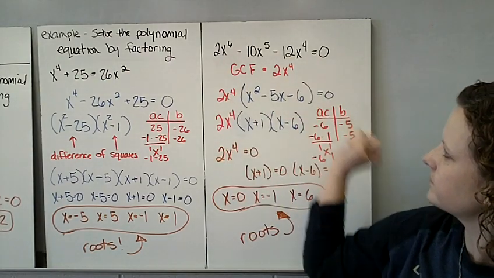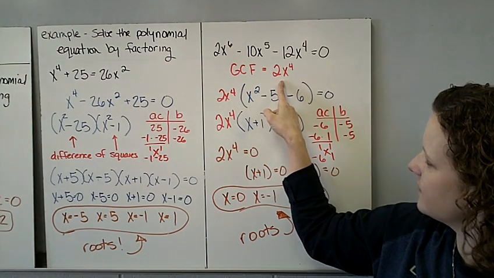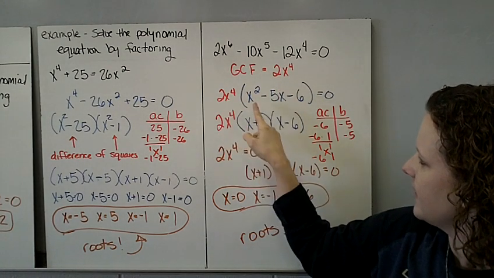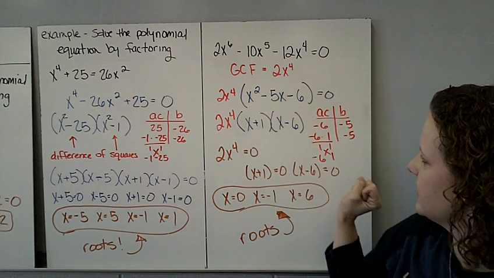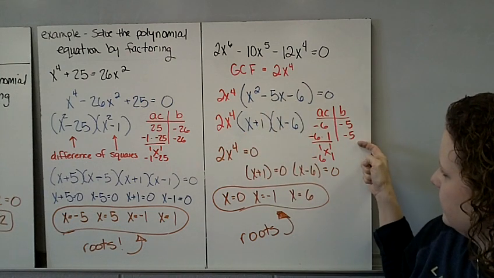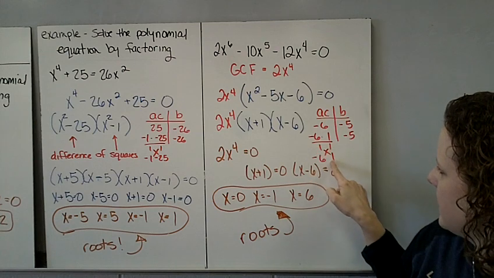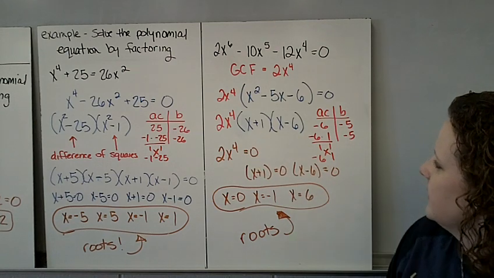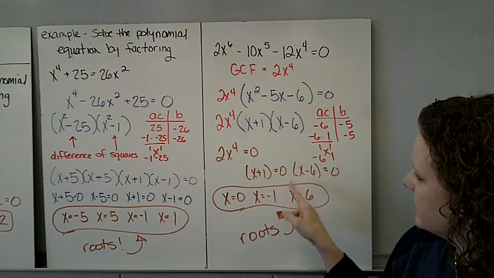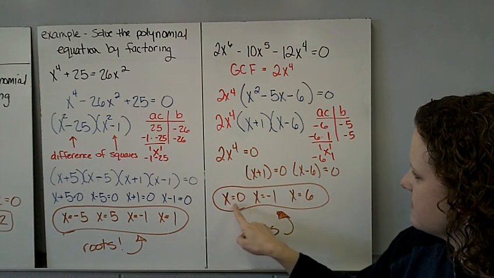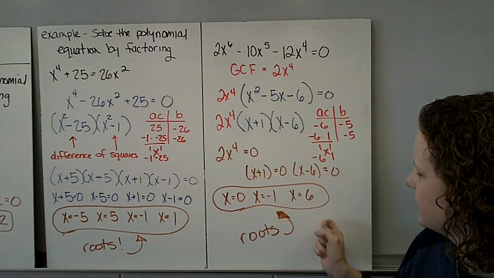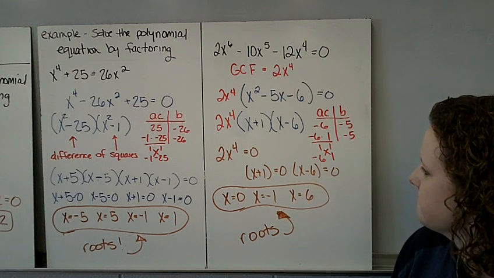Another one. I have a GCF of 2x to the 4th. I'm going to factor that out first. I'm left with x squared minus 5x minus 6. A, c, and b gives me x plus 1, x minus 6. Set everything equal to 0 and solve for x. x equals 0, x equals negative 1, x equals 6. I have 3 roots. Okay?